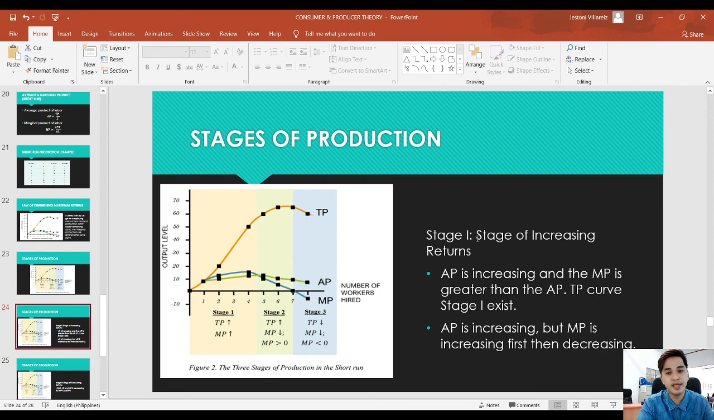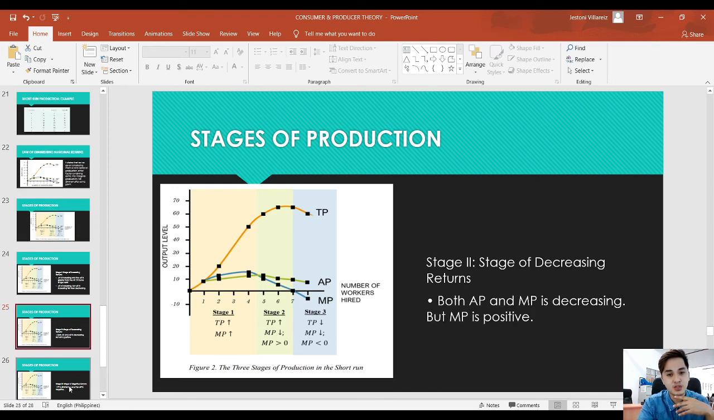At stage 1, we have increasing returns, meaning our TP, our AP, and our MP is increasing. Ano siya sa stage 1? Our AP and MP, though increasing, but it is slowly decreasing.